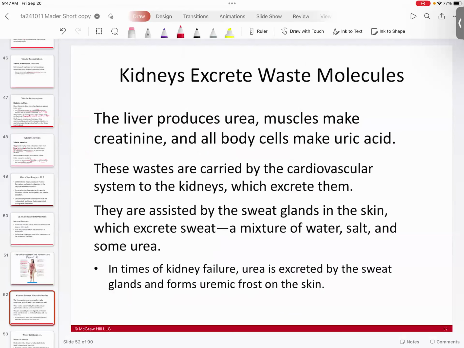So when the liver produces urea, the muscles will make creatinine, which is your waste product, and then the cells of your body will make uric acid as they work on nucleic acids. These are then basically carried from the cardiovascular system to the kidneys by way of your blood, where you can excrete them. They get filtered out into the filtrate.